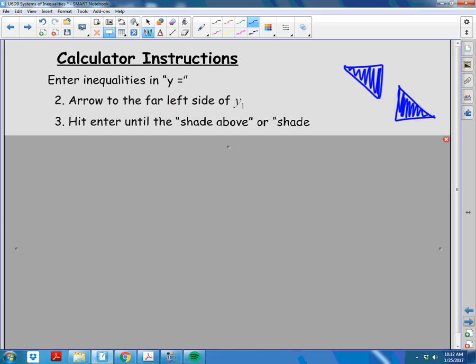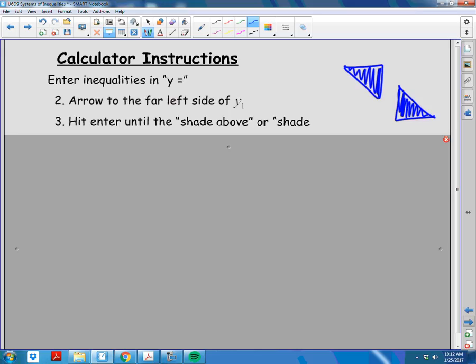Now go back over to the right of the equal sign, and let's type in x minus 5, which is a slope of 1 and a y-intercept of negative 5. And then hit graph again. Oh, hit y equals. Go down to the next line. Go all the way to the left. Hit enter until you see the opposite triangle. Good. Now go back to the right of the equal sign and type in x minus 5. Now hit graph.